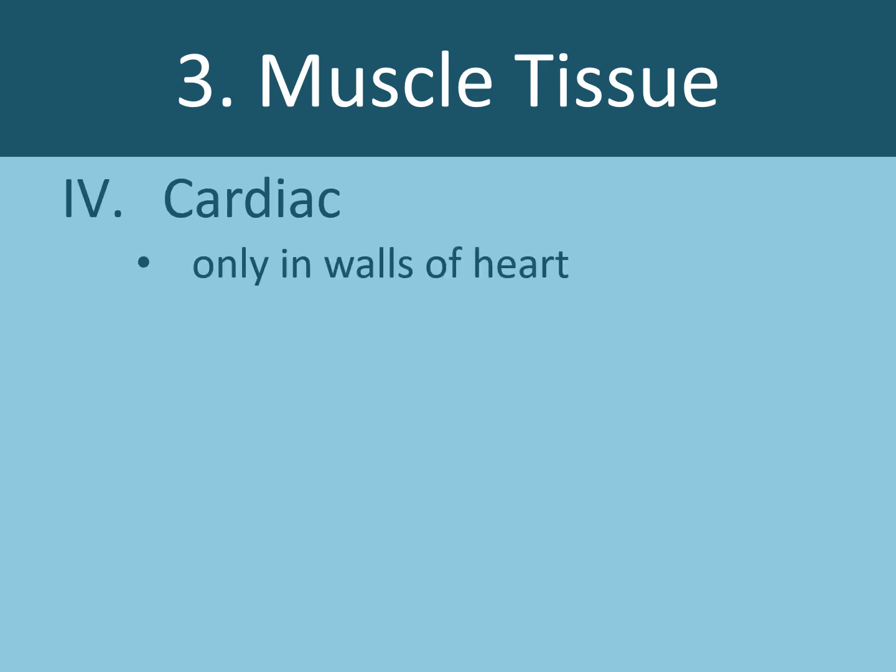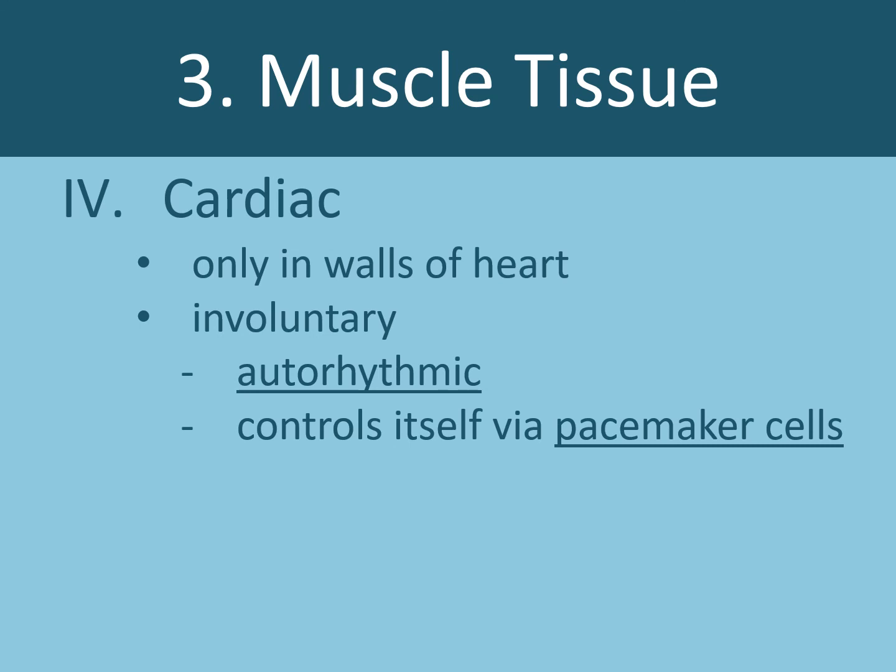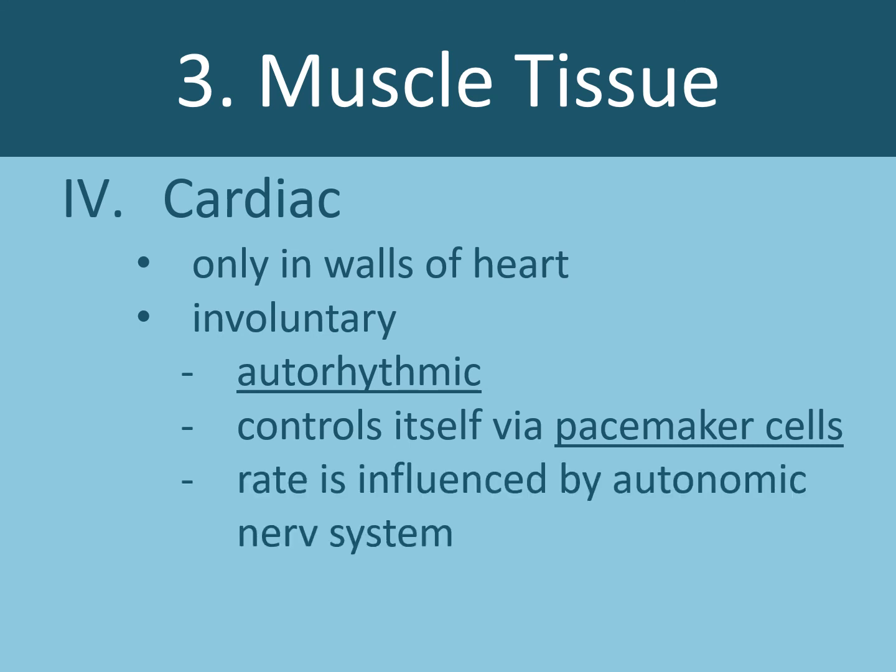Cardiac muscle is found only in the walls of our hearts. Cardiac muscle is controlled involuntarily and is autorhythmic. That means it controls its own beat via pacemaker cells. We can control the rate of our heartbeat by the autonomic nervous system.